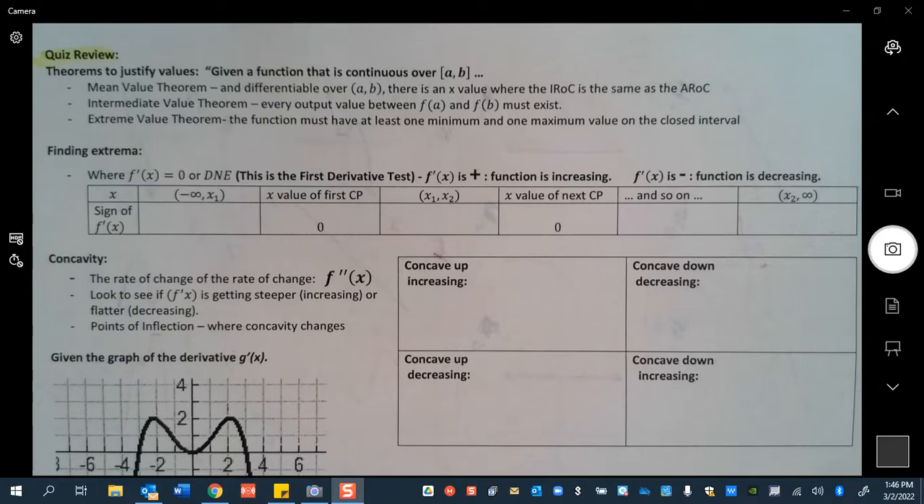So when we talk about the three theorems that we've learned in this unit in calculus, our mean value, our intermediate value, and our extreme value theorems are the ones that justify why we can say the things that we can say. Our mean value theorem is the one that says if your function is continuous over an interval and differentiable, then there's got to be a point where the average rate of change and the instantaneous rate of change are the same. So you can find the average rate of change, i.e. slope, and you can set that value equal to the derivative, and then you can figure out where the instantaneous rate of change is the same.